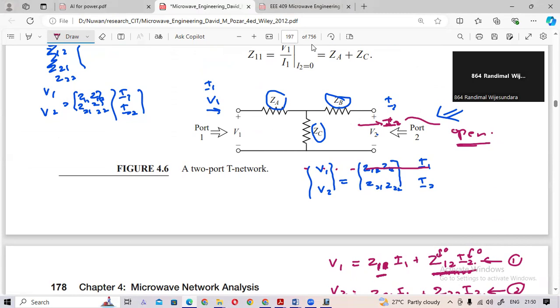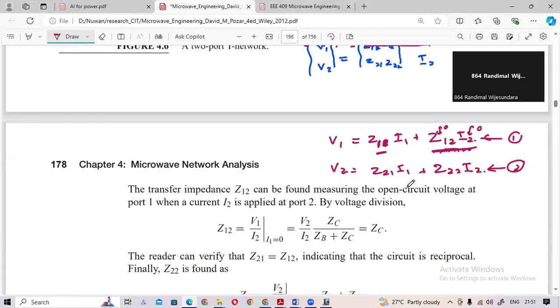Then you can apply a known voltage here and measure the current. Then you can measure V1 and I1, and then you can easily find the value here. So you can connect a battery, for example 2 volt, then fix a meter here. Then you can calculate the I1 also. Then V1 divided by I1 will be the Z1. So likewise you can practically calculate it.